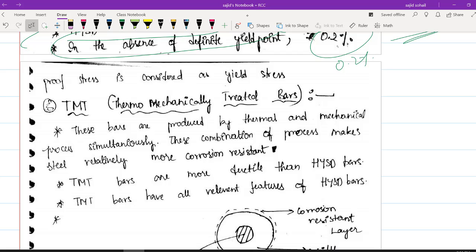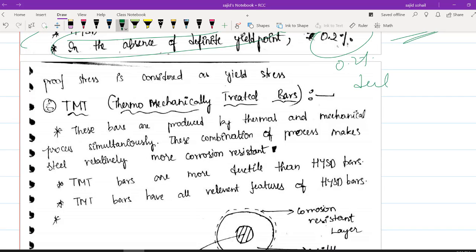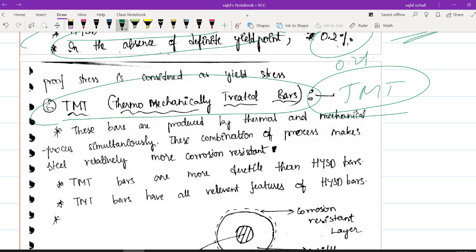Next, we also have some developments over HYSD bars. I told you HYSD bars are a little bit brittle, so ductility is a little bit less. So we have one more bar which is called the TMT bar. You must have heard it in ads on TV. Whenever ads come on TV, they say buy TMT bars. Lakshmi TMT bars, some Devi TMT bars, like this the ads will be coming up in your TV shows. So these TMT bars, what are they?